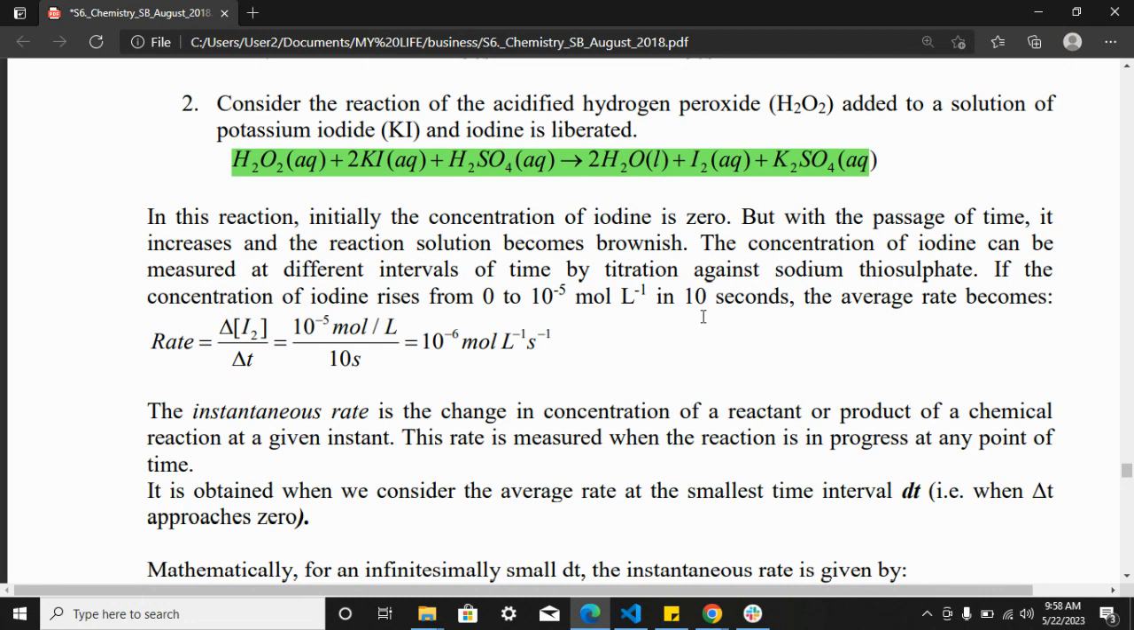So after 10 seconds we've got the change in time of 10 seconds, of course, and the concentration here has become 10 to the power negative 5. So now the change is 10 to the power negative 5 minus 0, which means the quantity we are measuring is the change in concentration. So the average rate is equal to the concentration measured in that second, in the first 10 seconds. We will measure the concentration of the product iodine, because you understand we had not started the reaction with iodine.